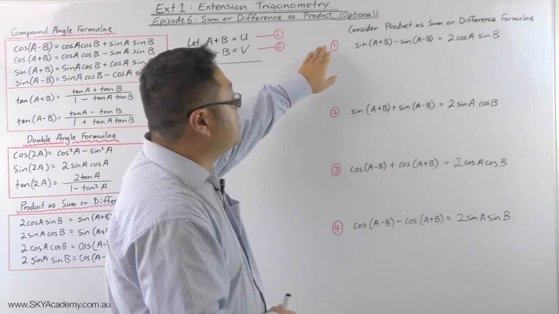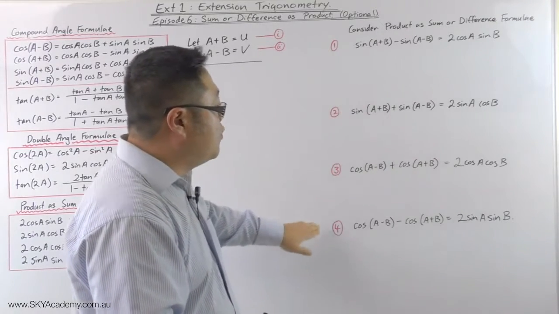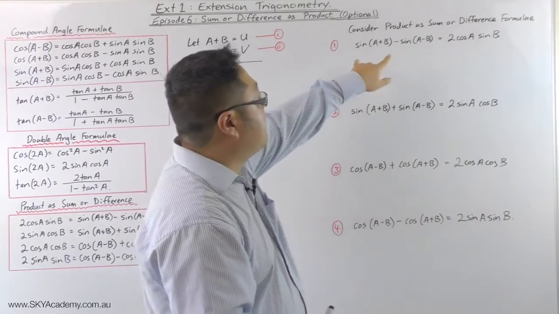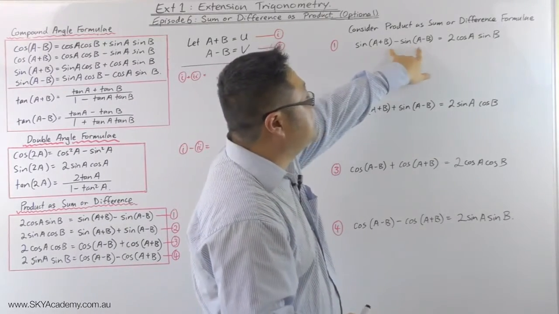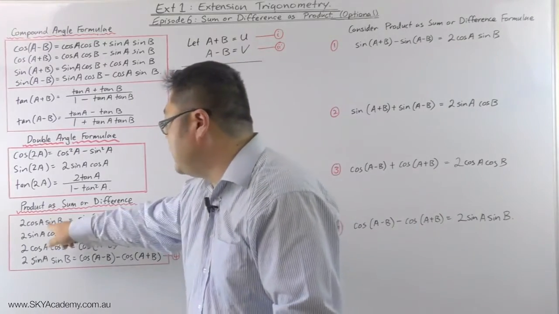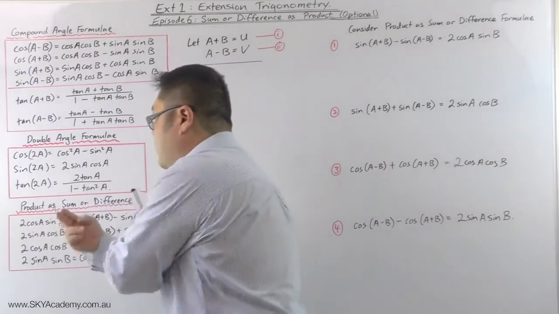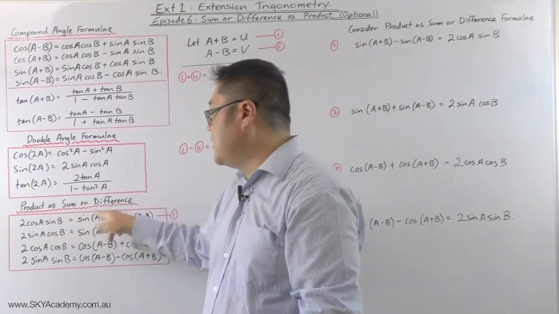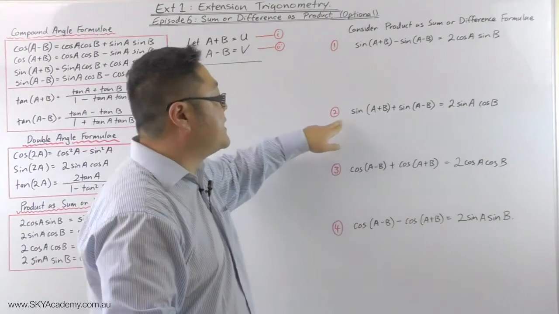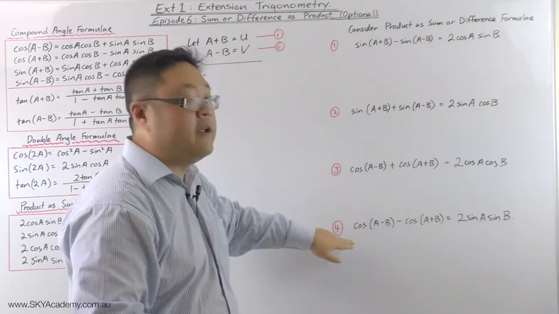So what we're going to do is start here and work from the sum or the difference. See how this is a difference, and we're going to turn it into a product. We're basically switching this formula around. So the right-hand side becomes the left-hand side, and the left-hand side becomes the right-hand side for that one. And the same for formulas 2, 3, and 4.